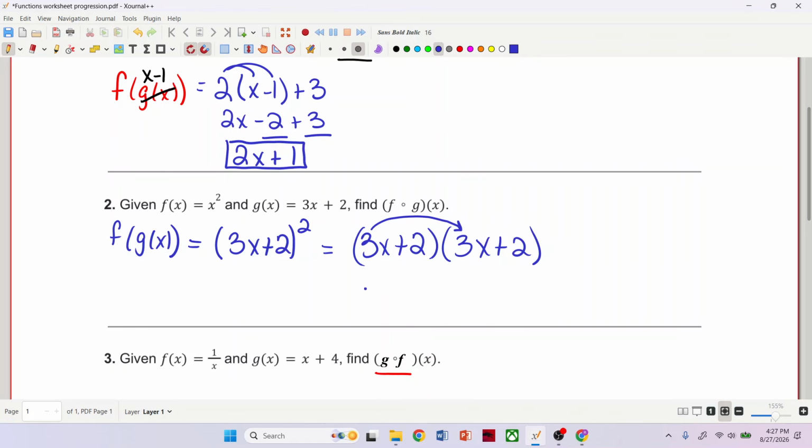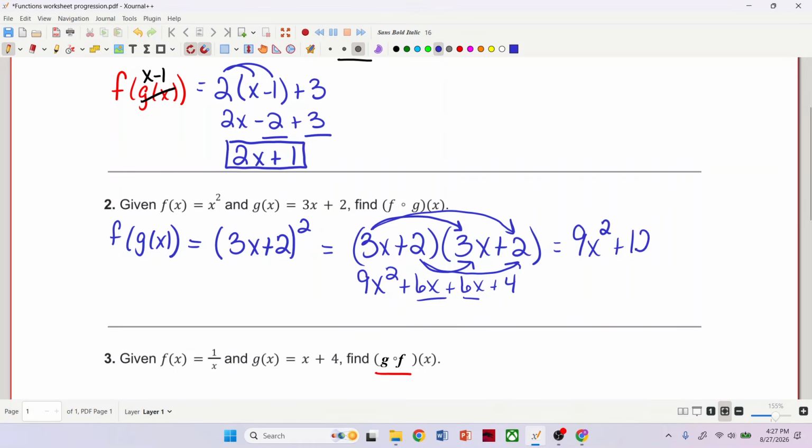So 3x times 3x is 9x squared. 3x times 2 is 6x. 2 times 3x is 6x. And 2 times 2 is 4. Combine like terms, and so we end up with 9x squared plus 12x, because 6 and 6 is 12, plus 4. And then that is the other answer. Most of the time, if the exponent is above a 2, if it's cubed, or if it's to the 4th power, don't simplify it. Just leave it like this.